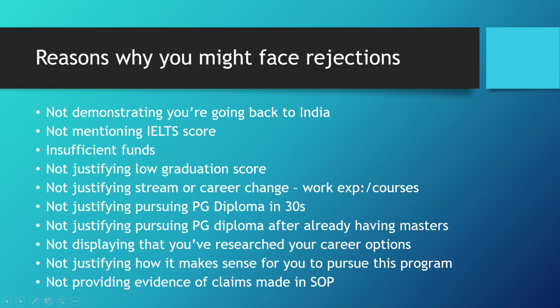If you have a stream change, you have to justify that with work experience and courses. If you are pursuing a PG diploma in your 30s, then you have to justify why you are doing that, how it is going to benefit you, and why it was the last option for you. You have to do that. You have to justify. If you already have a master's and you are downgrading to a PG diploma, you have to justify that explicitly.